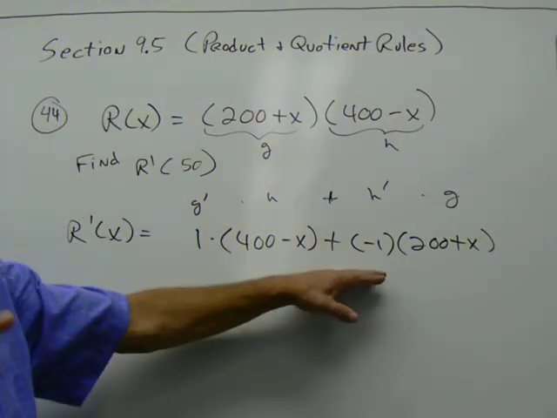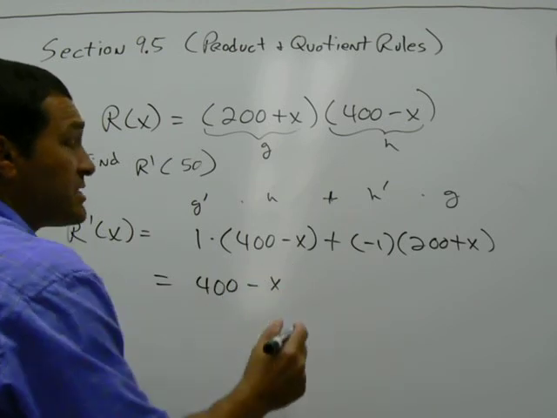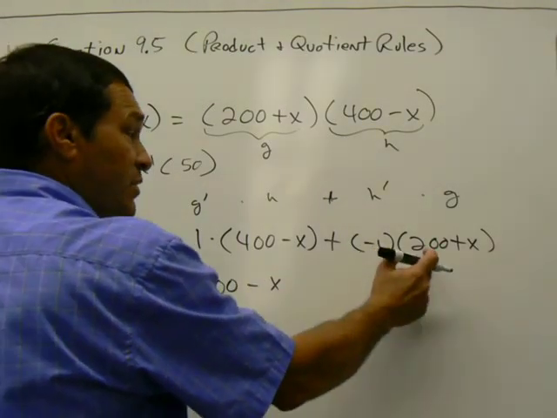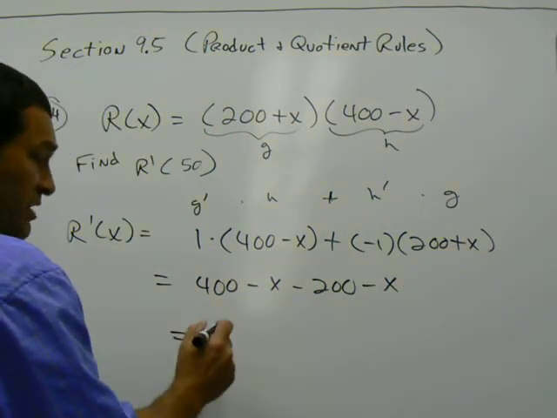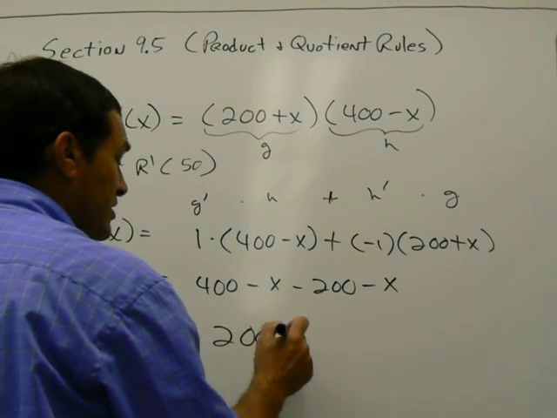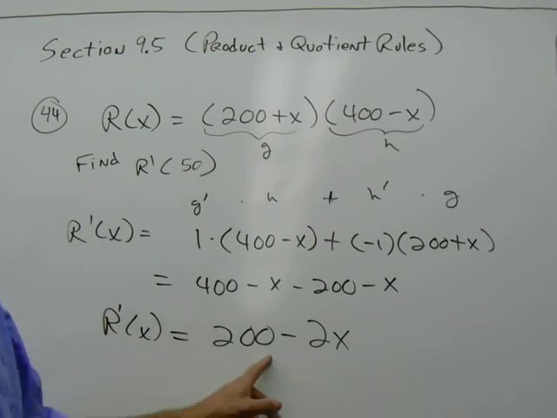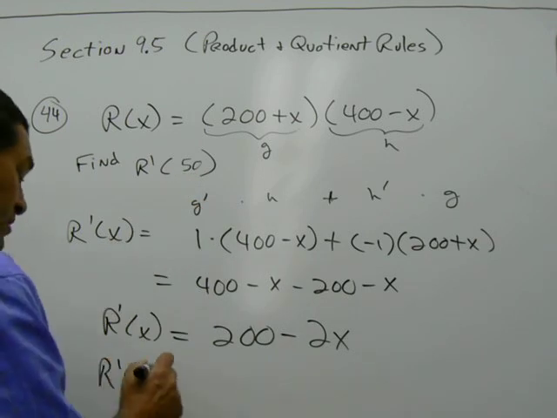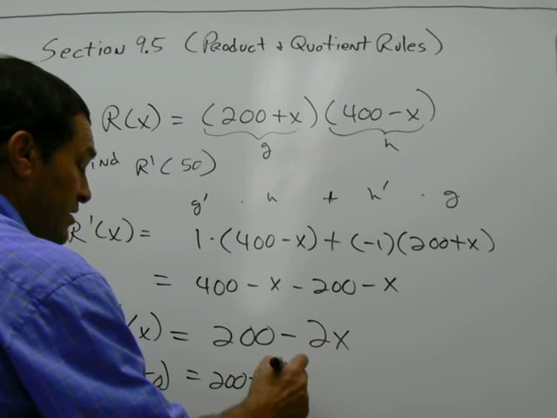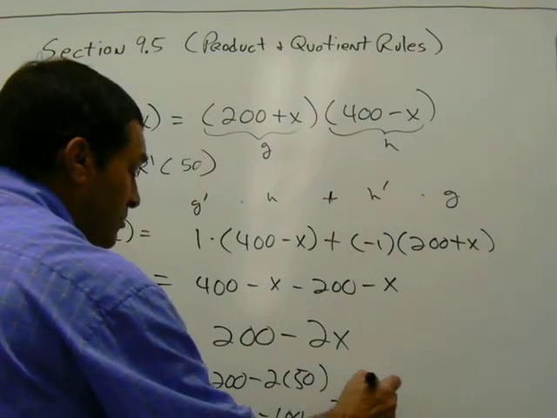And we will simplify that, combine like terms and things like that. So that's the same thing as 400 minus x. Be careful of that negative sign. Negative 1 times 200 would be minus 200. Negative 1 times x would be minus x. And you end up with 400 minus 200 is 200, minus x minus x would be minus 2x. That's r prime of x. That's your derivative, or your marginal revenue function. And so evaluate that function when x is 50. R prime of 50 would be 200 minus 2 times 50, which is 200 minus 100, which is $100.